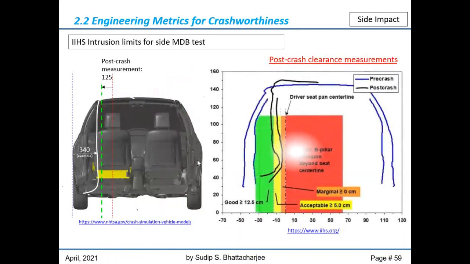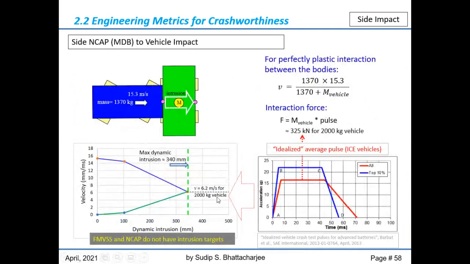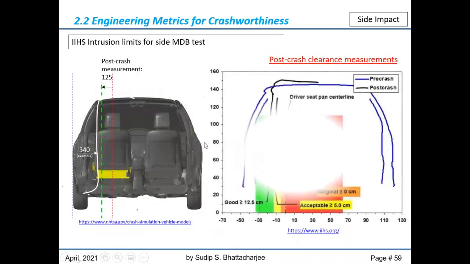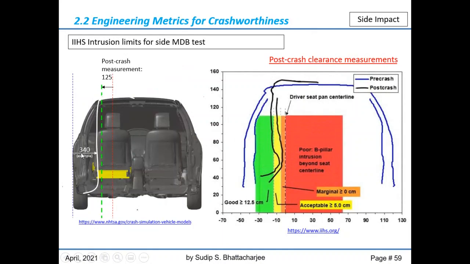But again, stepping back to that slide, FMVSS and NCAP assessments do not use those intrusion values as a performance metric. But if you look into, again, IIHS, they do look into the intrusion during side impact. It's a different test setup, different everything, but the concept of intrusion is being used to assess the crashworthiness of the vehicle. In summary, what it means is that if you take the driver position as the reference, the post-test position of the impact site, which is shown by the black line here, the further it stays away from the driver center line, the better it is.